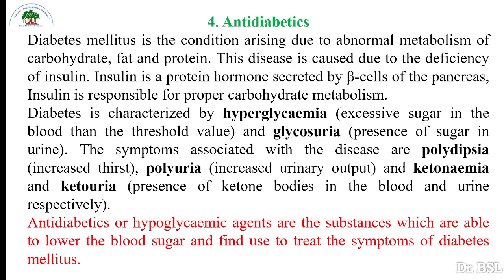Fourth category of drug, that is anti-diabetic. Those drugs which are used in the diabetic condition are known as anti-diabetic. Diabetes mellitus is the condition arising due to abnormal metabolism of carbohydrate, fat and protein. This disease is caused due to deficiency of insulin, and insulin is the protein hormone secreted by beta cells of the pancreas. Insulin is responsible for proper carbohydrate metabolism.